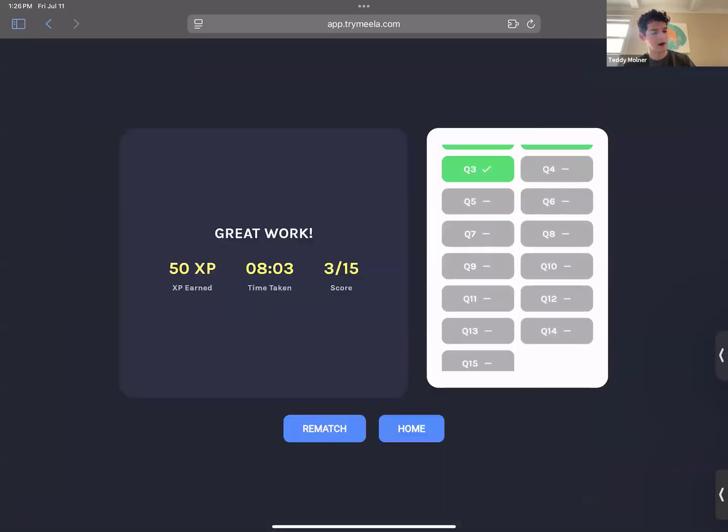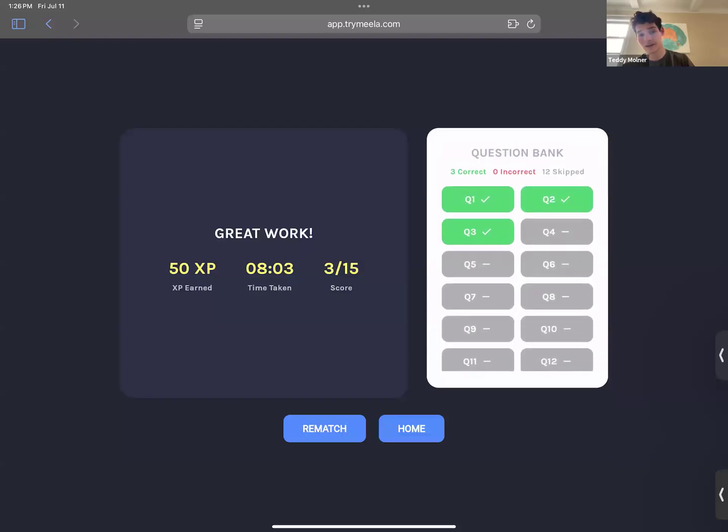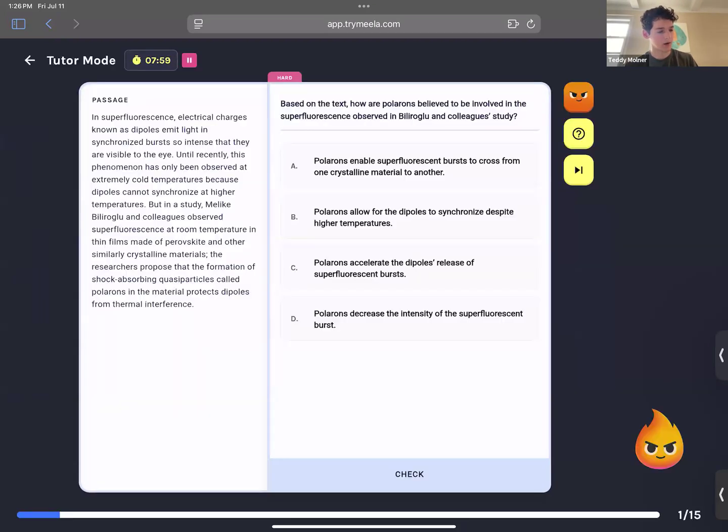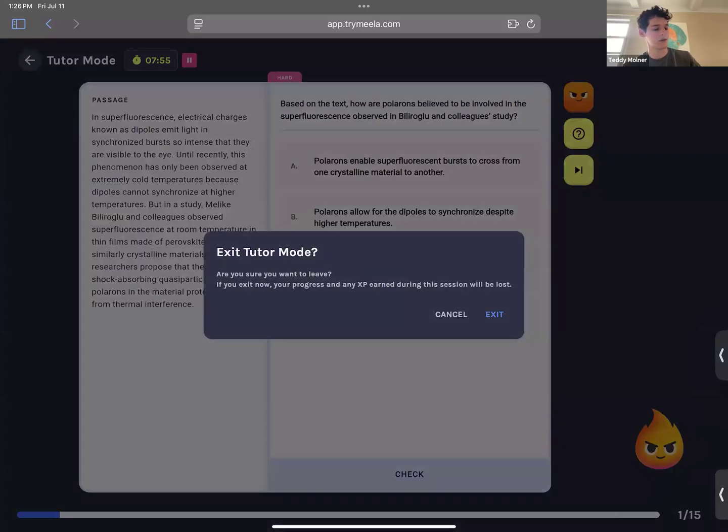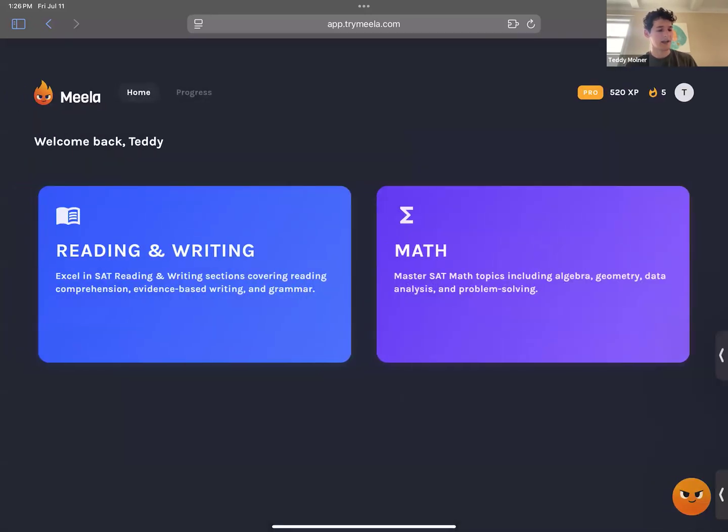And this timer is about to run out. But we can see we got all the questions we did right. Maybe we didn't finish all the ones we intended to, but obviously we weren't going to finish 15 questions in that short amount of time. But yeah, you can do a rematch, which is where you get a basically similar style setup of questions. And does anyone have any questions about MEELA or about how best to use this tool?